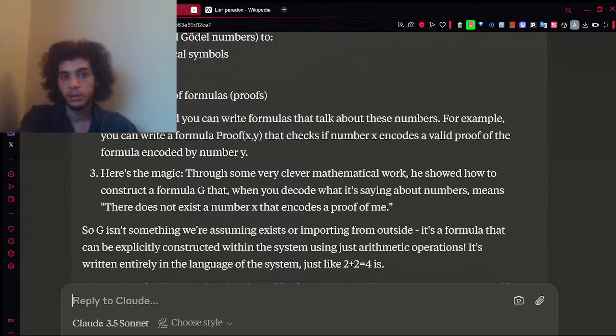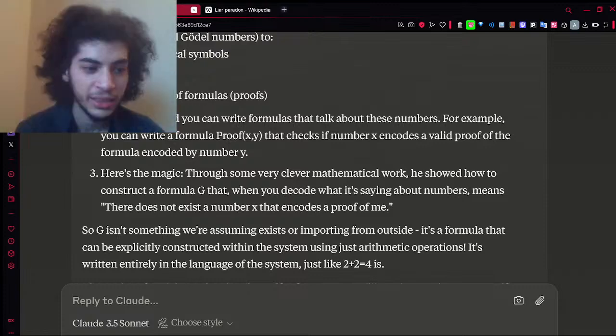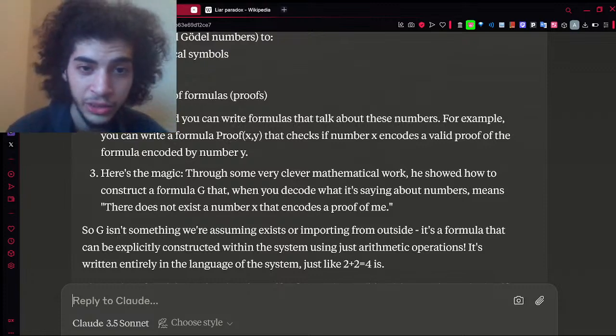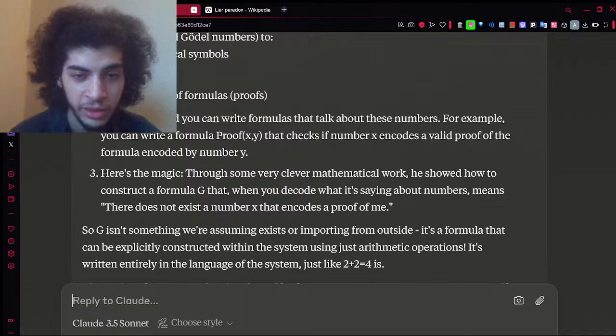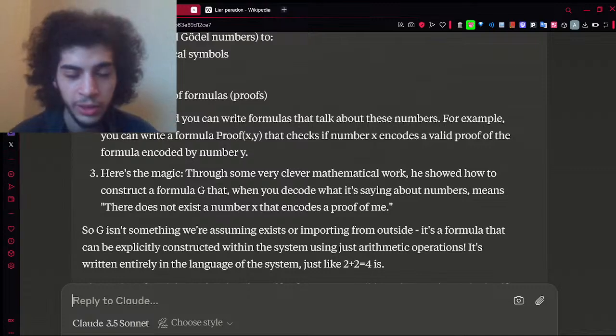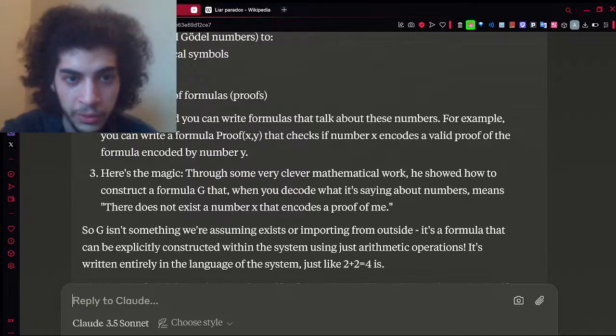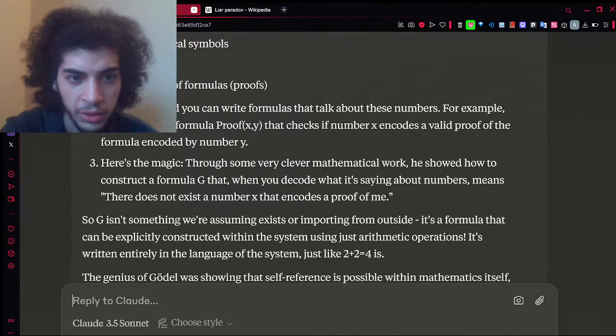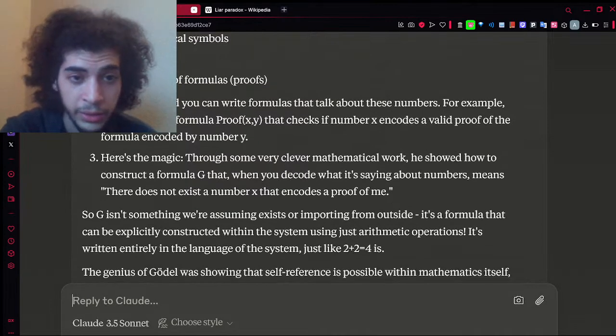Here's the magic. Through some very clever mathematical work, interesting. We'll have to look into that at a later stream, not today, because today's stream is kind of long already. It's not long yet, but with the stuff that I want to talk about, it's going to be. I don't think we have time. Actually, maybe that's what we should do. I don't know, we'll see.